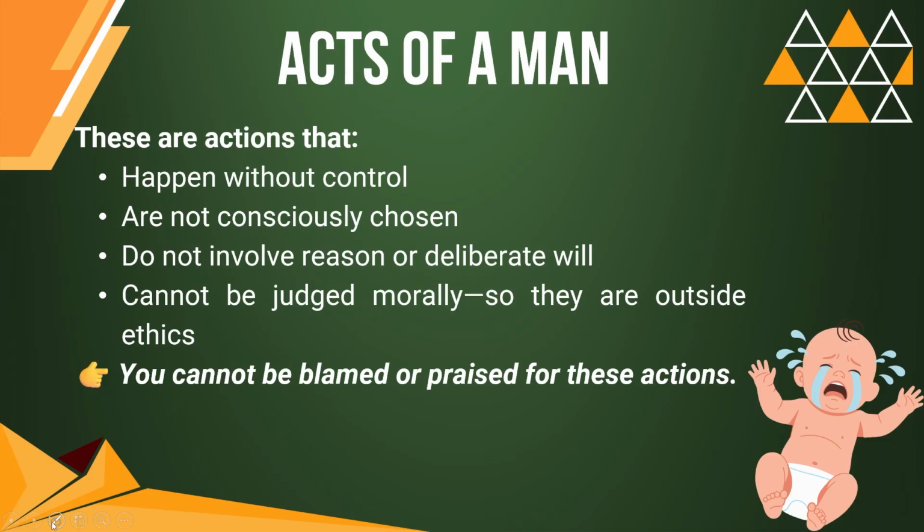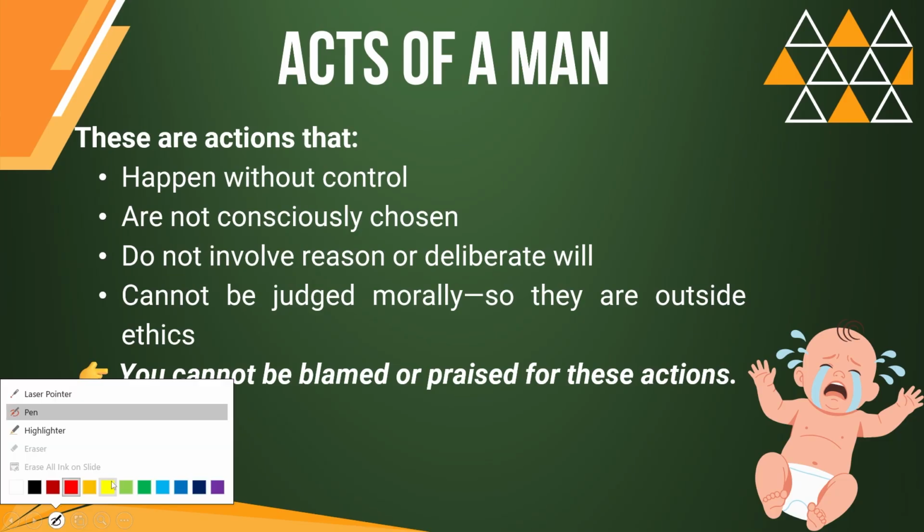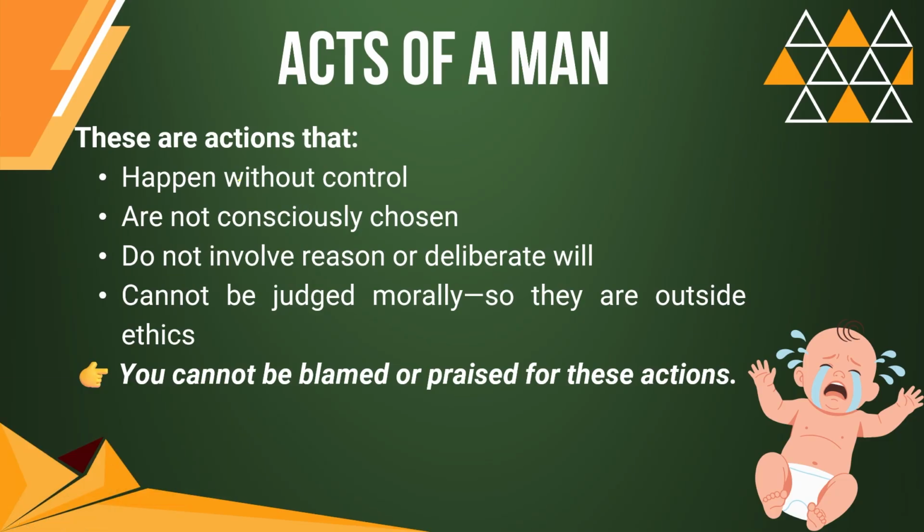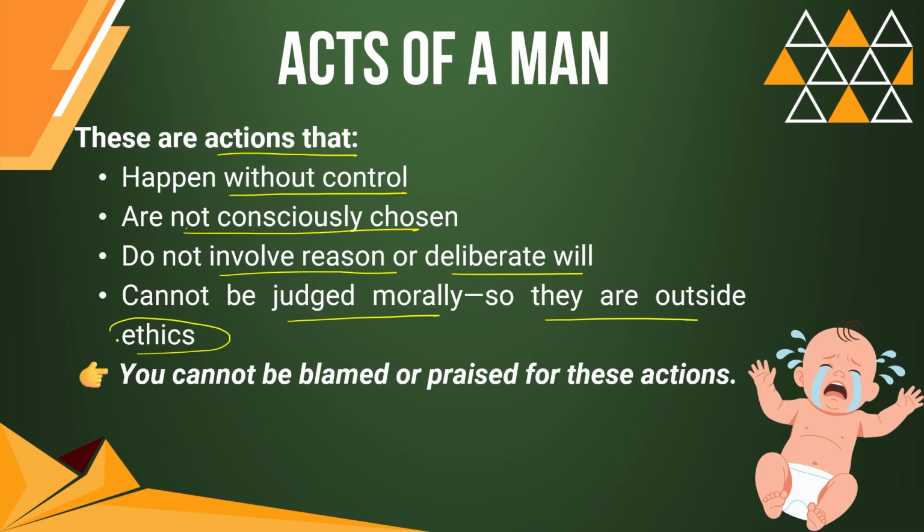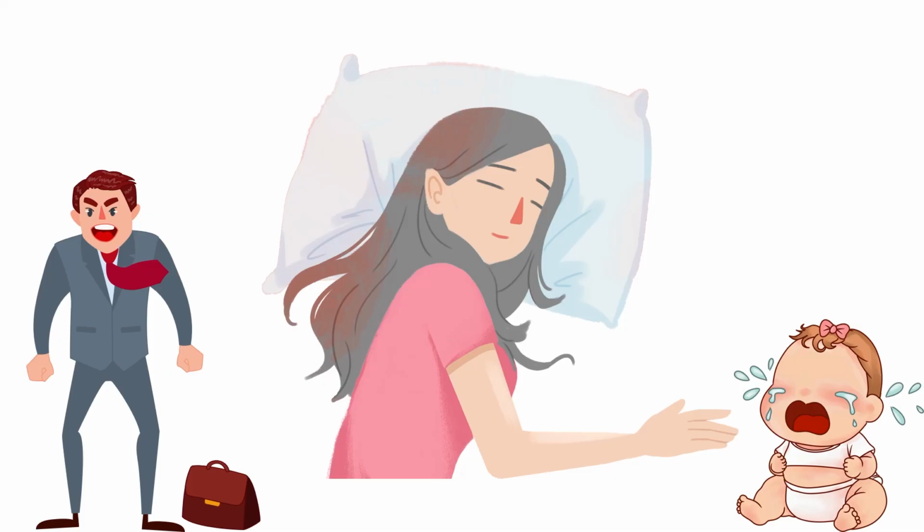Next, what are acts of a man? So when we speak of acts of a man, these are actions that happen without control. They are not consciously chosen. They do not involve reason or deliberate will. They cannot be judged morally, so they are outside ethics. So for example, you cannot be blamed or praised for these actions. Why? Because they are outside the purview of ethics.